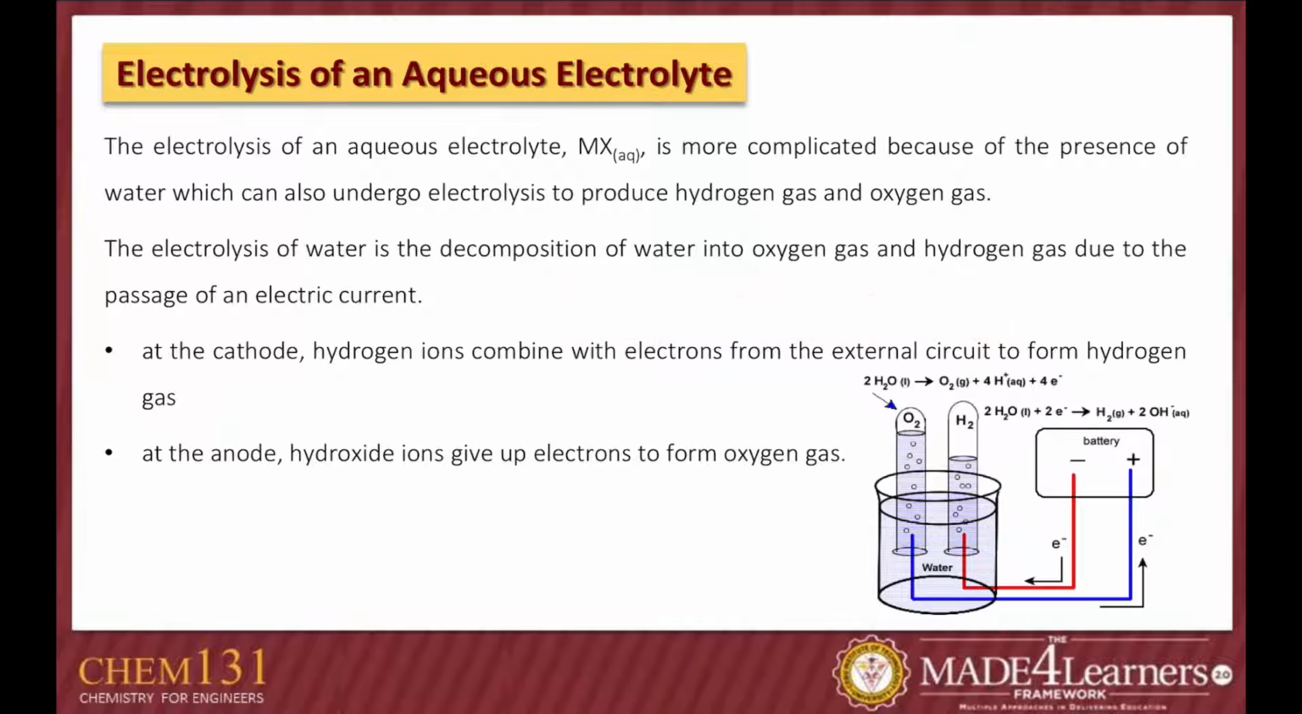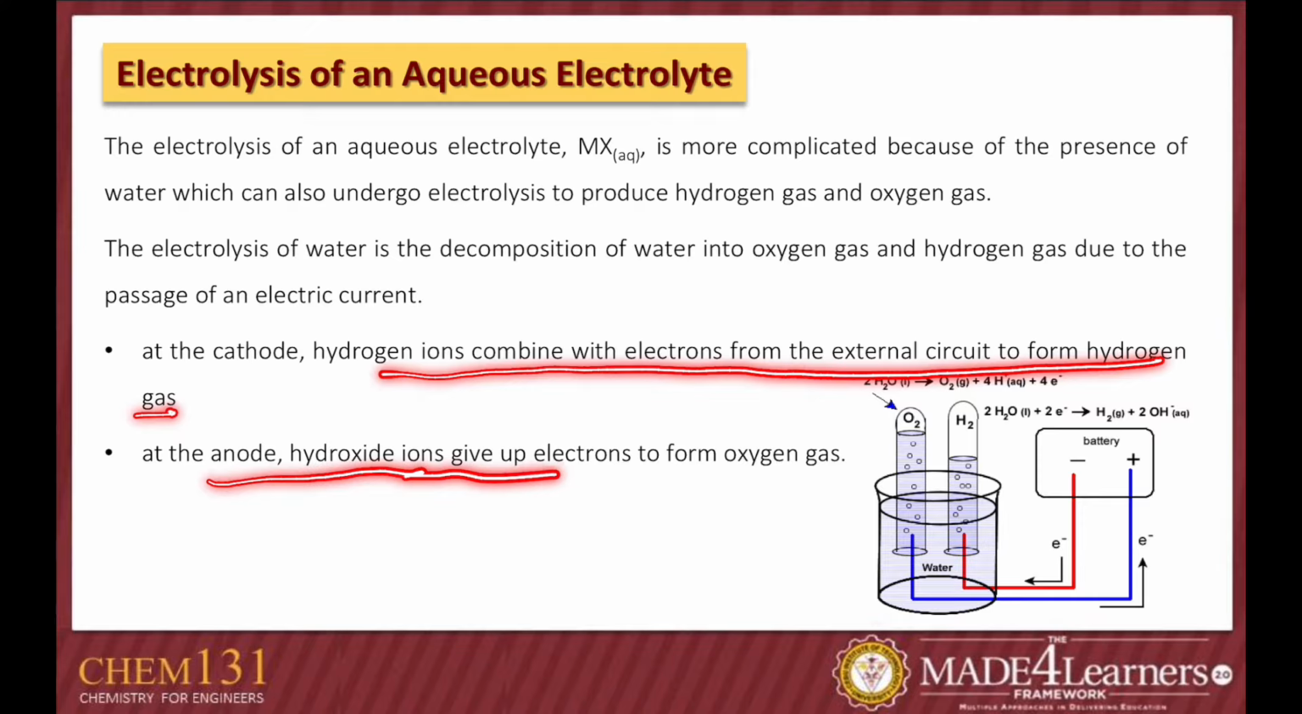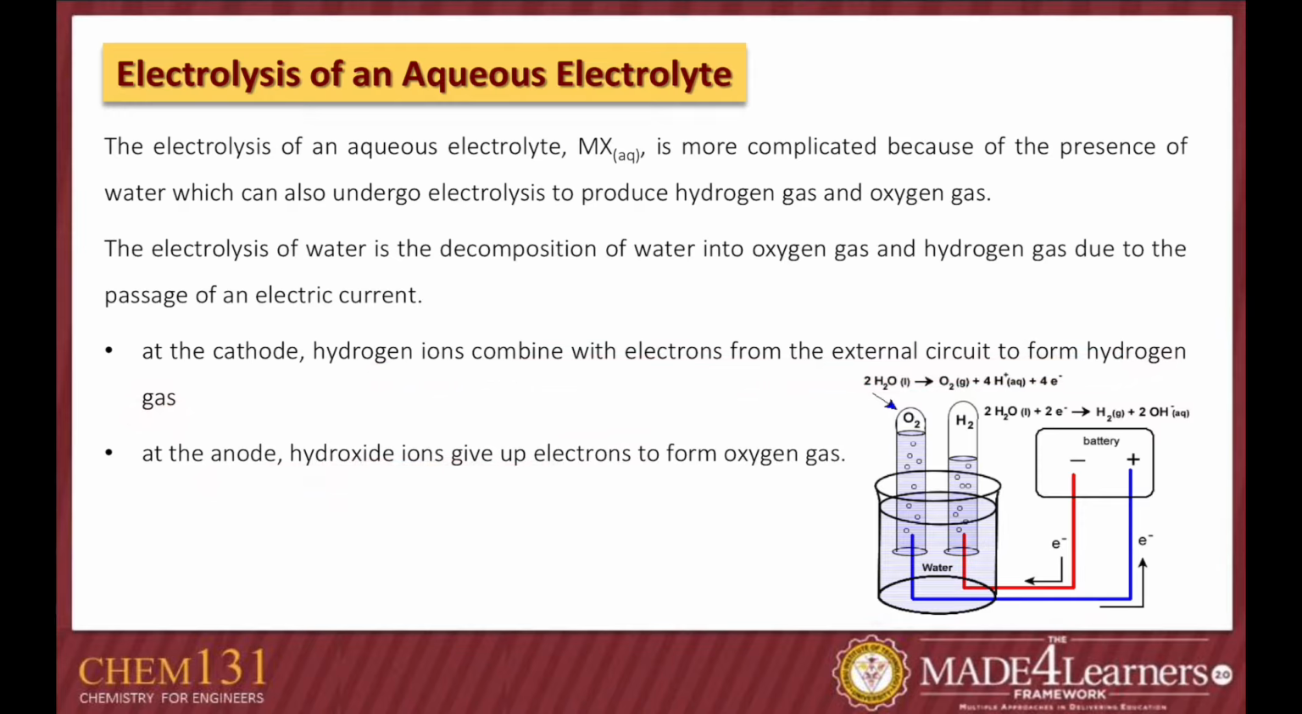So at the cathode, hydrogen ions combine with electrons from the external circuit to form hydrogen gas, and at the anode, hydroxide ions give up electrons to form oxygen gas. So I usually do this. So I use CHEM. So cathode, hydrogen is formed, anode, oxygen is formed. That's for the electrolysis of water.